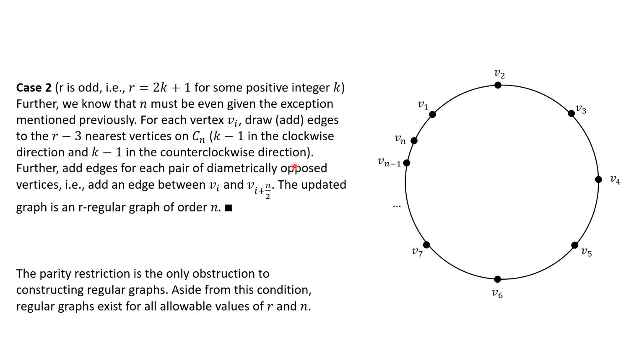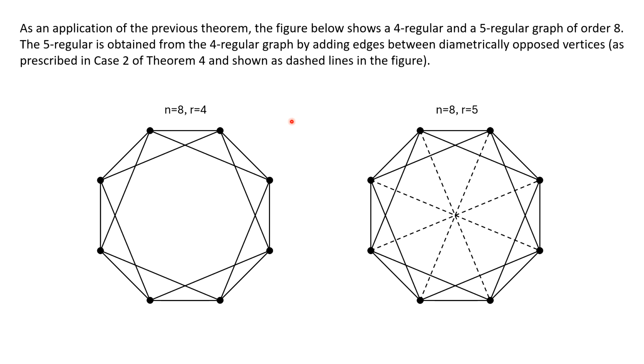Okay, so I'll show you a few more examples of how the construction works. We already did this one, n equals 8, r equals 4. I copied it here again because I'm going to do n equals 8, r equals 5. And basically you do n equals 8, r equals 4 first. And then the part about the diametrically opposed vertices being connected is what I've added here.